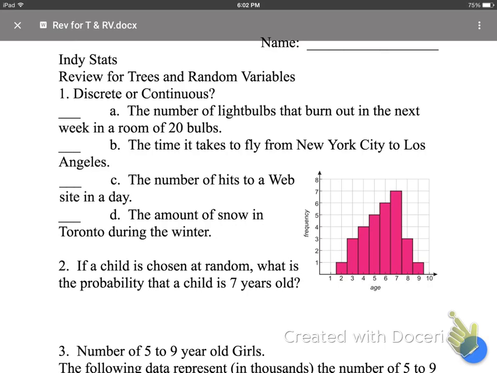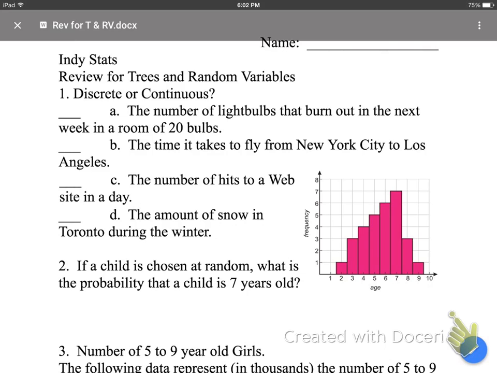Are the following variables discrete or continuous? Now remember, discrete is a whole number, that is a positive integer. A continuous variable is something that can have a decimal or a fraction.